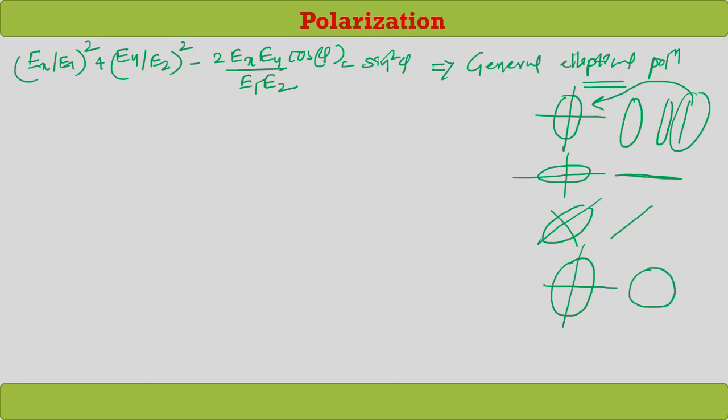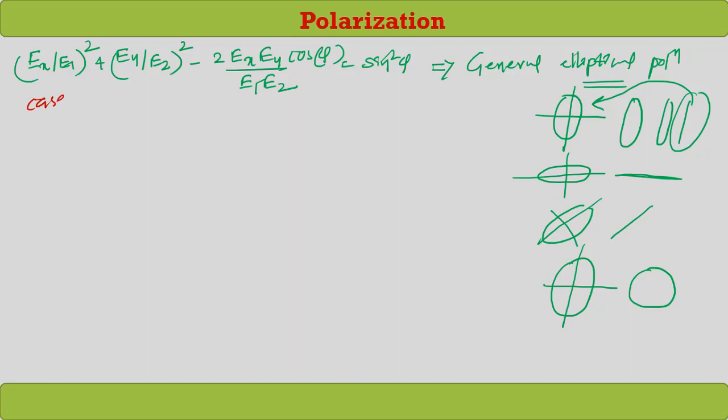That means circular polarization. So linear polarization means the locus is a straight line, and circular polarization means the locus is a circle. These two are subcases of the elliptical polarization only. Okay, so this is what you need to remember. Now we'll see different cases.